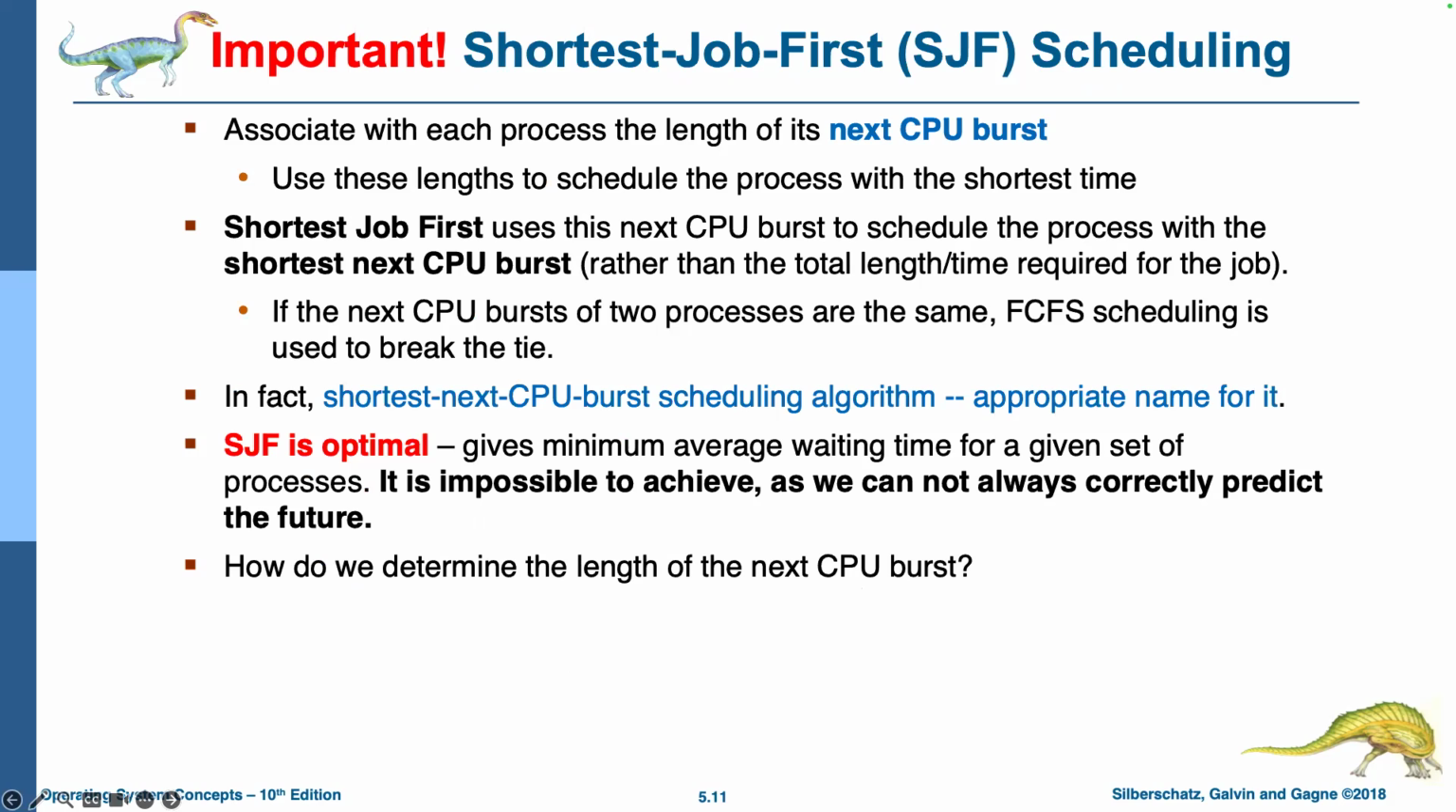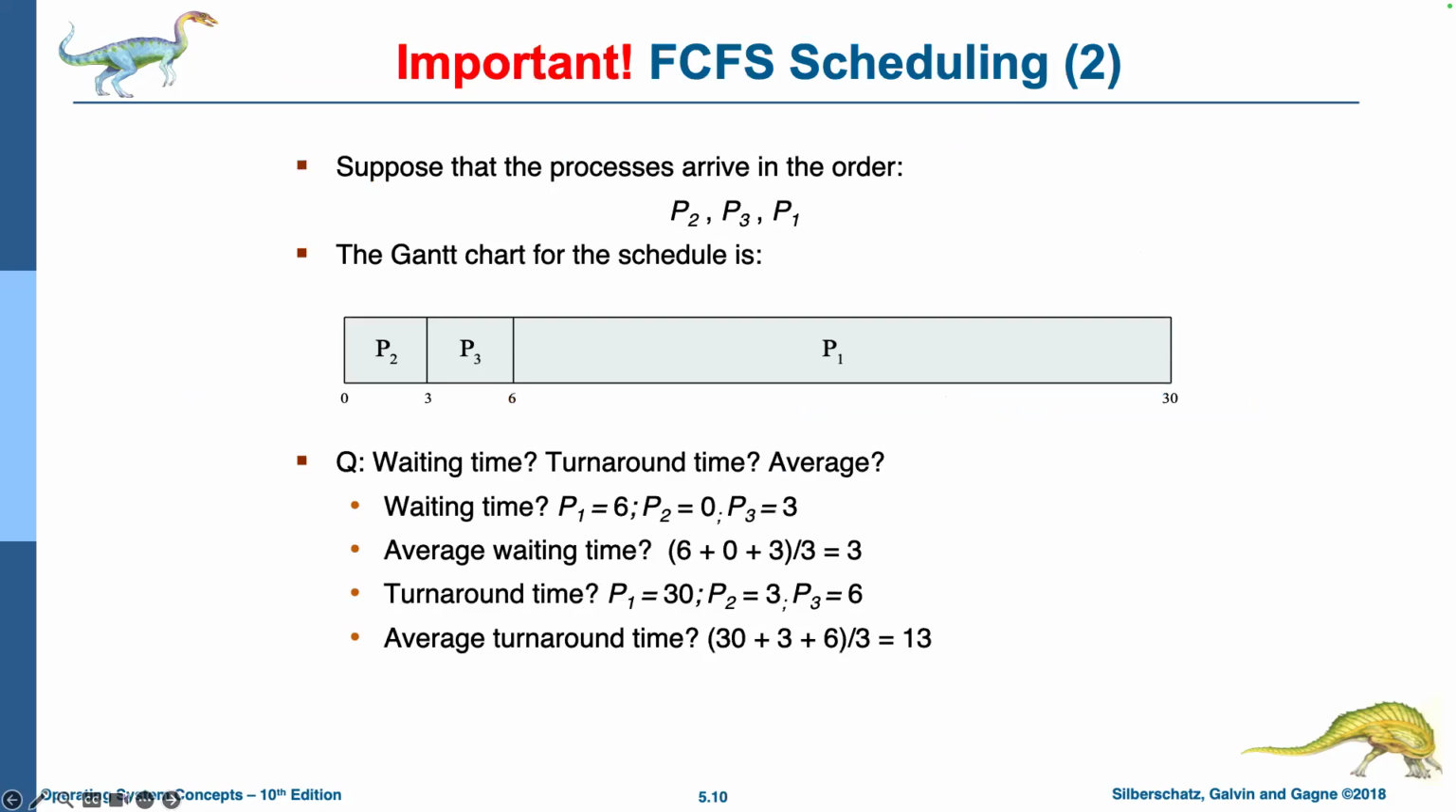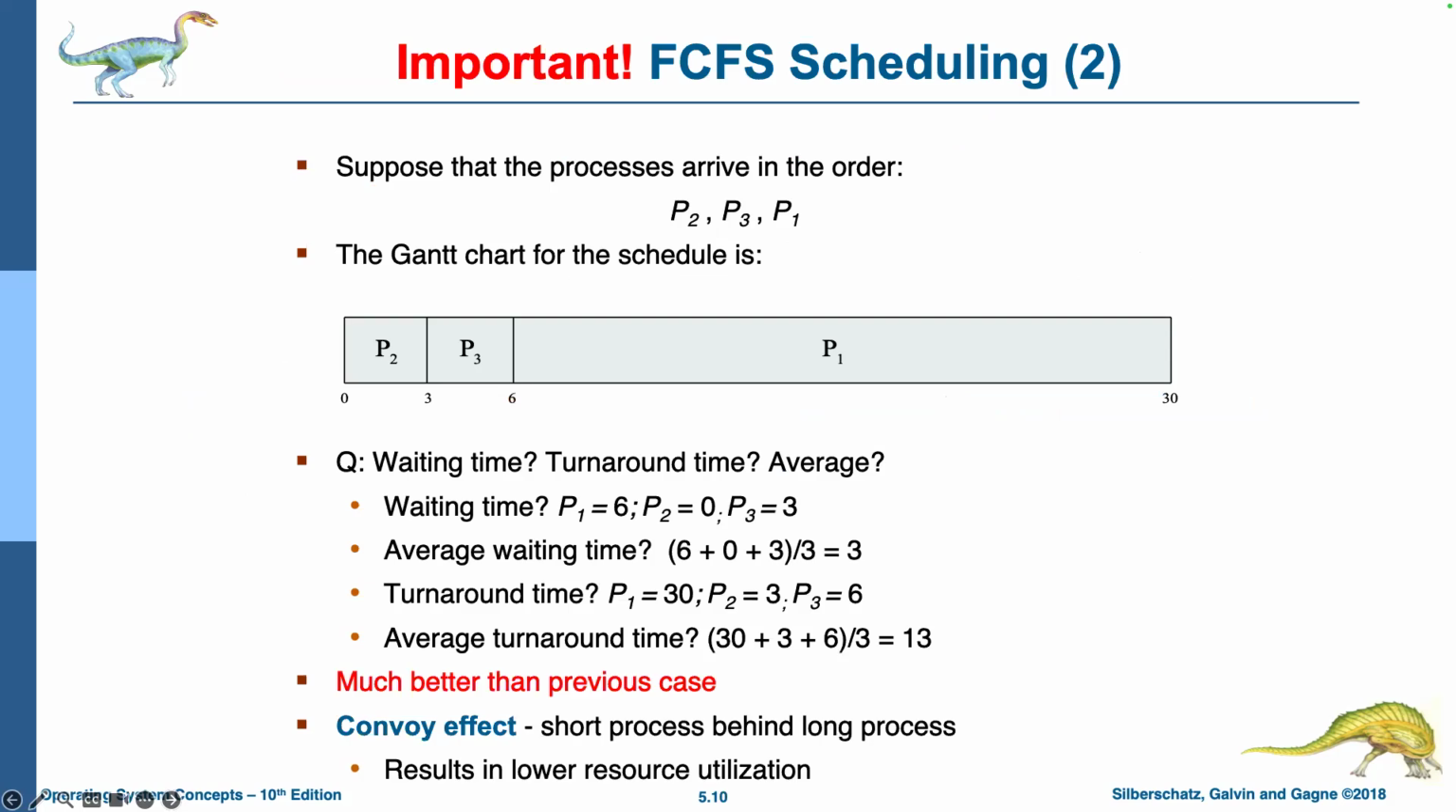We always say next CPU burst because we cannot predict the future. This is an important thing: shortest job first is optimal. It is the best strategy. But how can we predict the future? We don't know how long process P1 will take. You only know after it terminates. This is the problem.